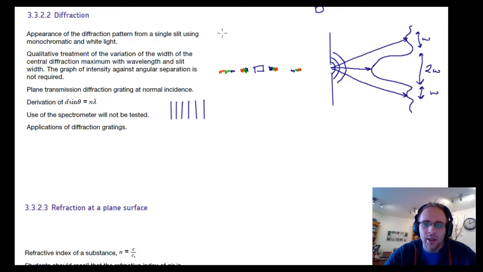So the half angular width of the central maxima is lambda over b. So if we increase the wavelength, so we get longer, then the width of this spreads out, it gets wider. If we decrease the wavelength, so if we get like blue light, then this gets sharper.